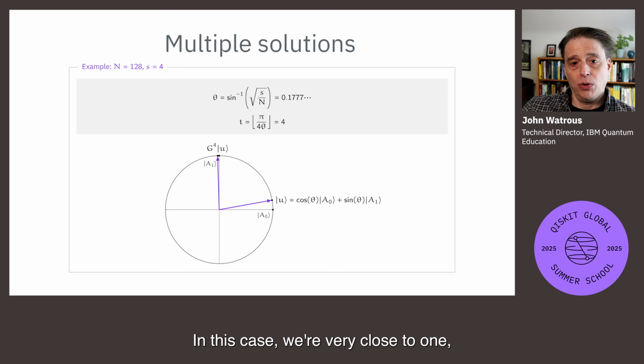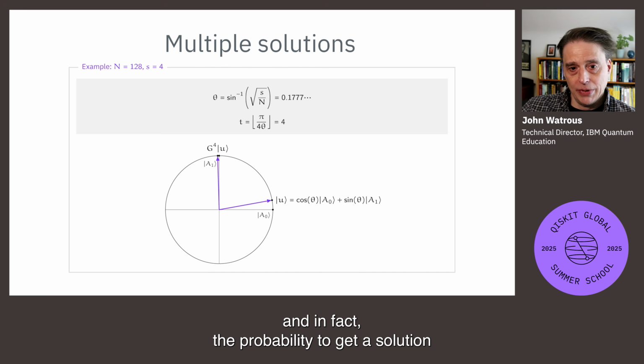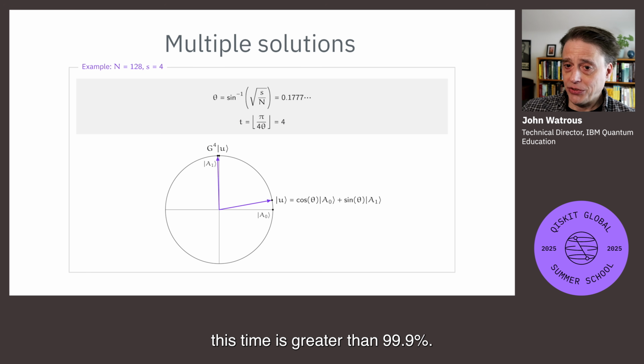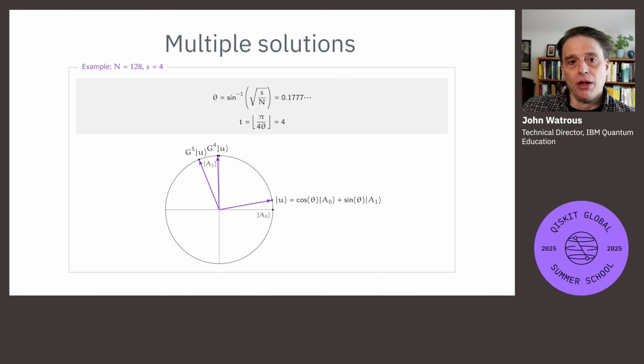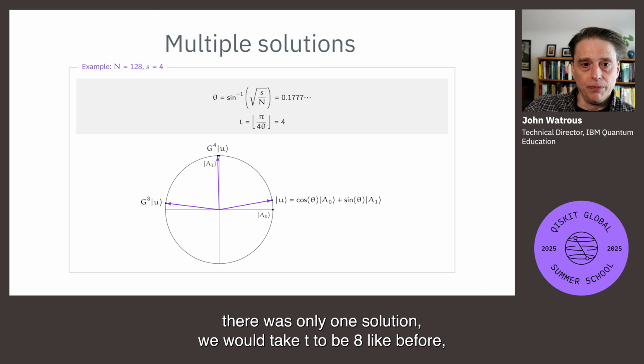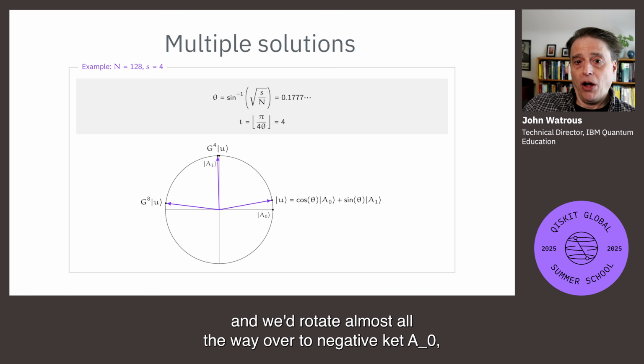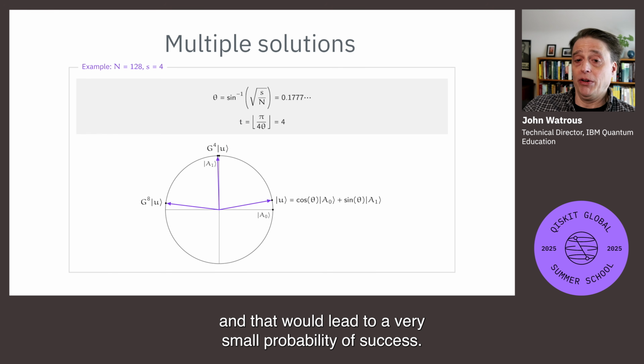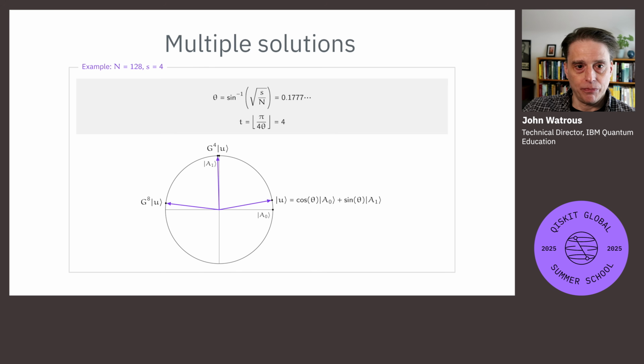In this case, we're very close to ket A1, and in fact the probability to get a solution this time is greater than 99.9%. But if we didn't know any better and we thought that there was only one solution, we would take t to be 8 like before, and we'd rotate almost all the way over to negative ket A0, and that would lead to a very small probability of success.